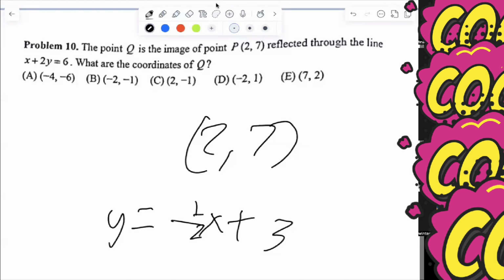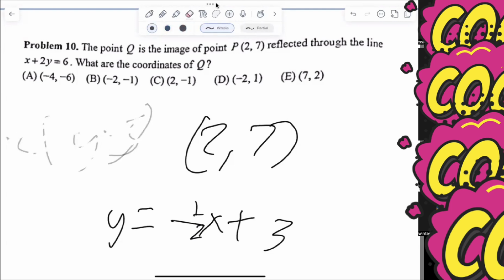Now, the x is different. It's just y minus 3 times negative 2. So you get 7 minus 3 is 4 or negative 8. Or am I doing this incorrectly? Let's see.